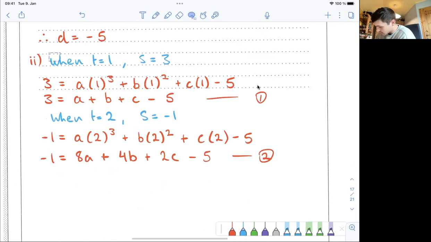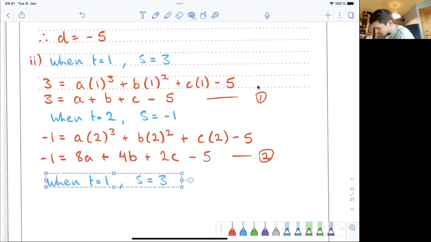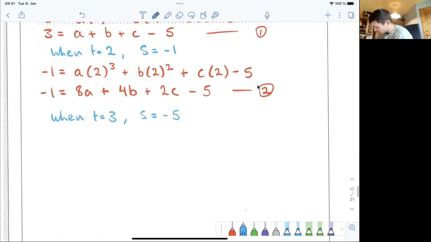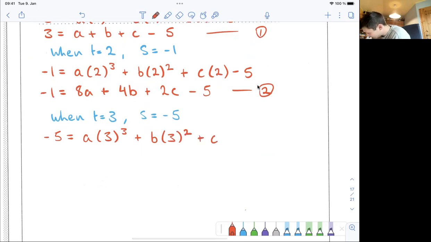When, and I'm just going to be somewhat lazy and use this. Is that going to work for me? Yeah, there we go. When T is equal to 3, S is equal to -5. Okay, and so we'll go -5 is equal to A multiplied by 3 cubed plus B multiplied by 3 squared plus C multiplied by 3 -5.